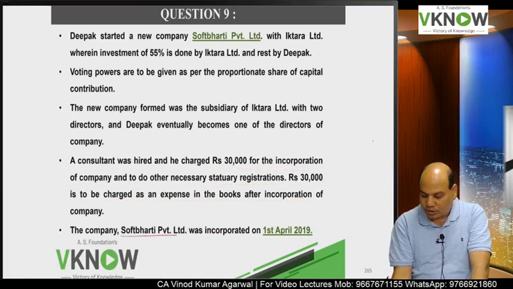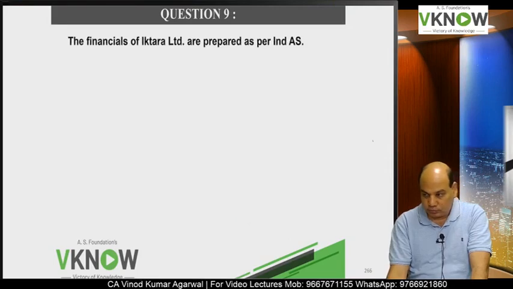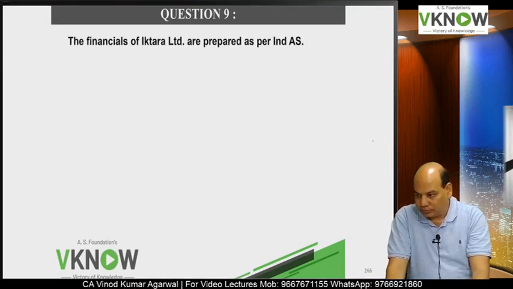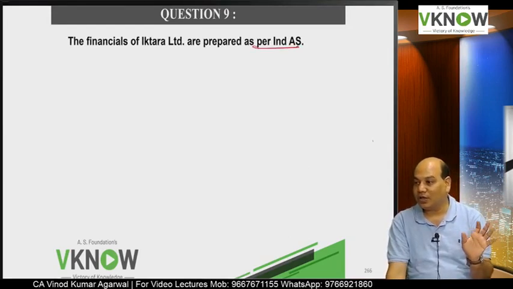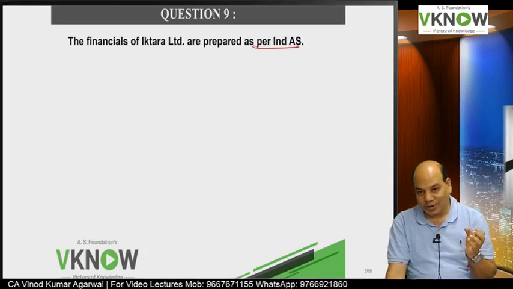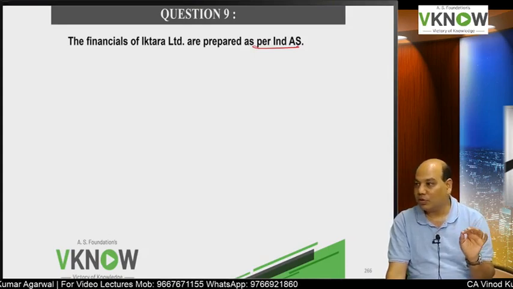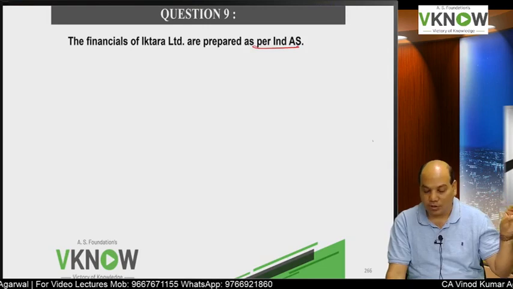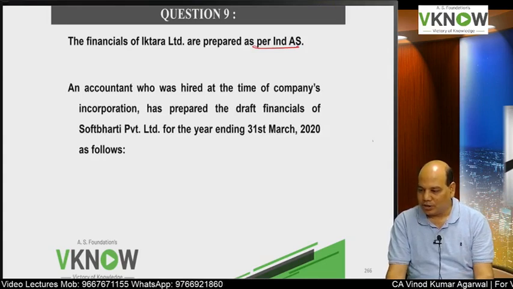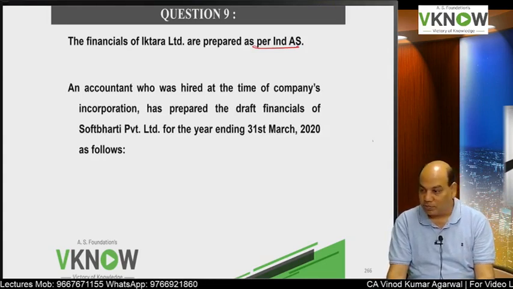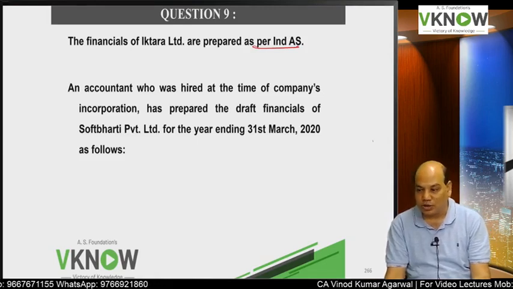The company Soft Bharti, the subsidiary company, was incorporated on 1st April 2019. The financials of Iktara are prepared as per Ind AS. Now, if the parent company follows Ind AS, the subsidiary will also have to follow Ind AS. Soft Bharti is a subsidiary, so it will also follow Ind AS because its parent company follows Ind AS. An accountant who was hired at the time of the company's incorporation has prepared the draft financials of Soft Bharti Private Limited for the year ended 31st March 2020 as follows.